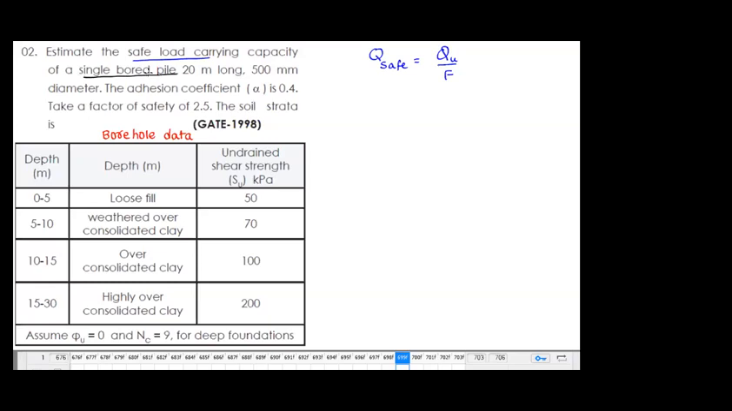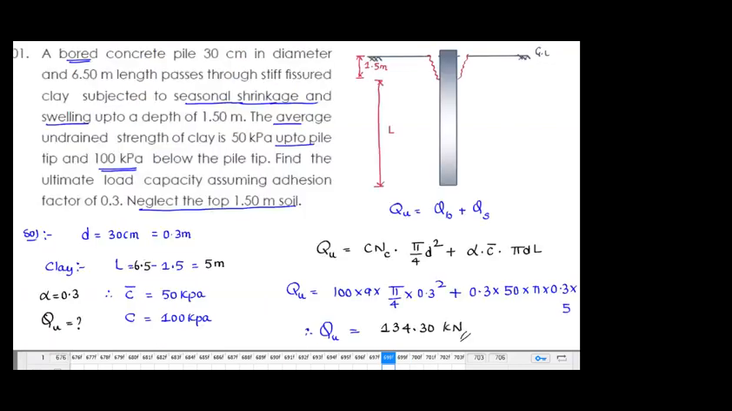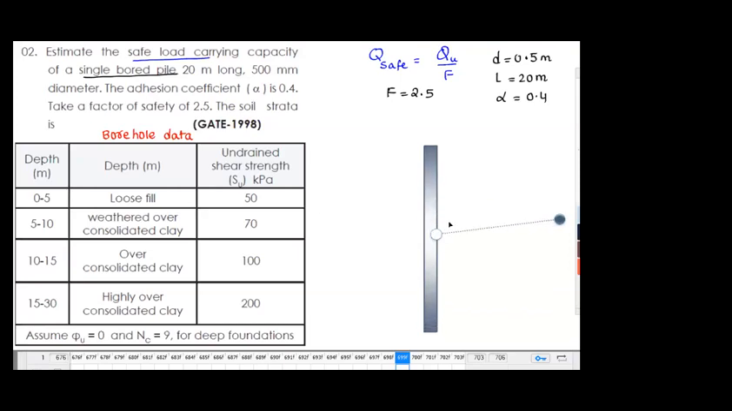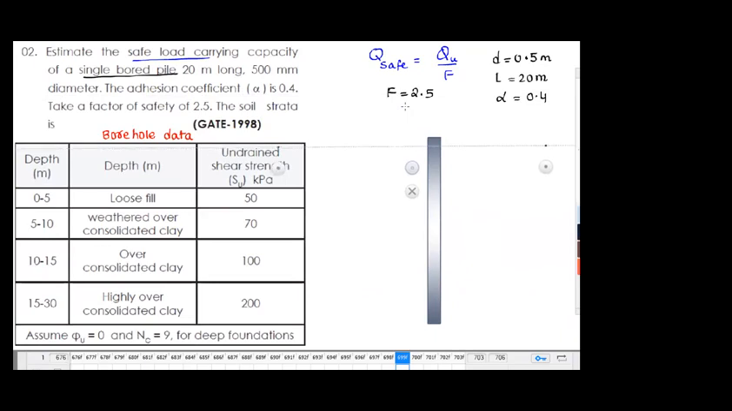Now, again, it's a single bored pile, with a diameter of 500 mm, which is 0.5 meter, and a length of 20 meters, alpha 0.4, and factor of safety given as 2.5. Now, please draw the figure.